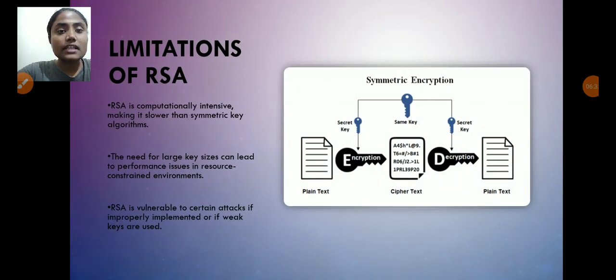Limitations of RSA. RSA is computationally intensive, making it slower than symmetric key algorithms. The need for large key sizes can lead to performance issues in resource-constrained environments. RSA is vulnerable to certain attacks if improperly implemented or if weak keys are used.